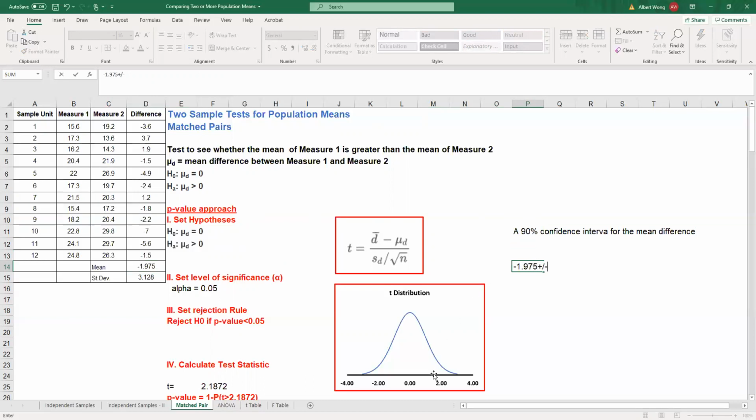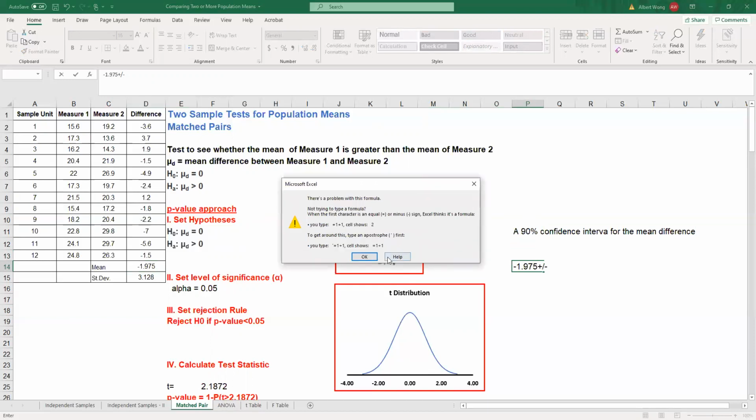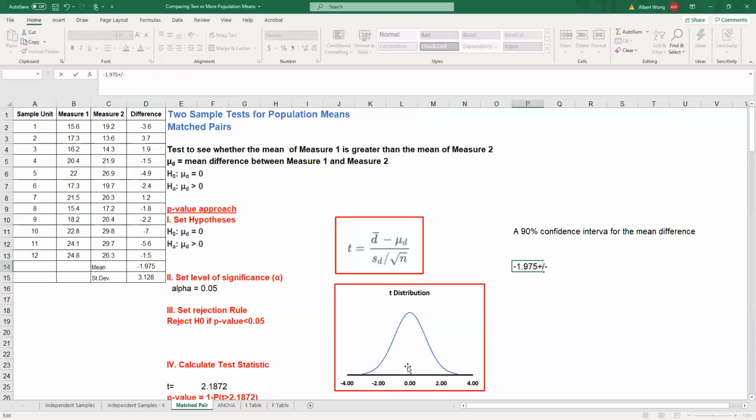So again, you draw a picture, you have 90% in the middle, right? So one side, of course, is one side. If it's 90% in the middle, one side is 5%. So you can actually find the value that corresponds to 5% on the lower tail or 5% on the upper tail with a degree of freedom of 11, because the degree of freedom is just n minus 1.